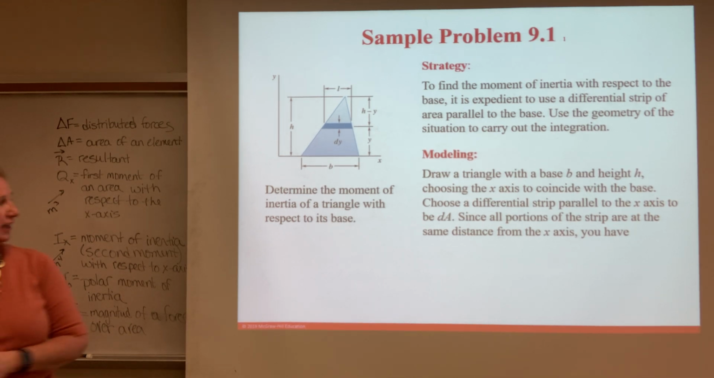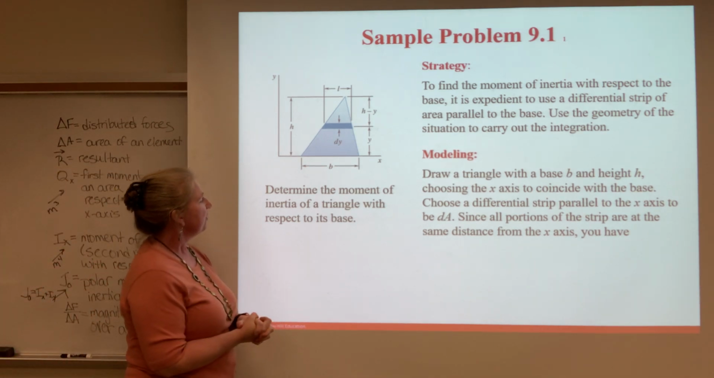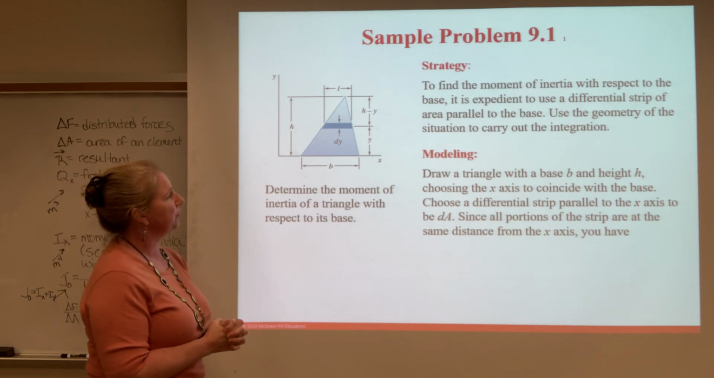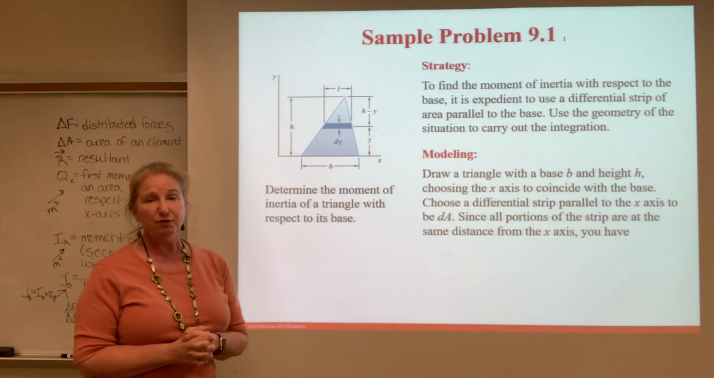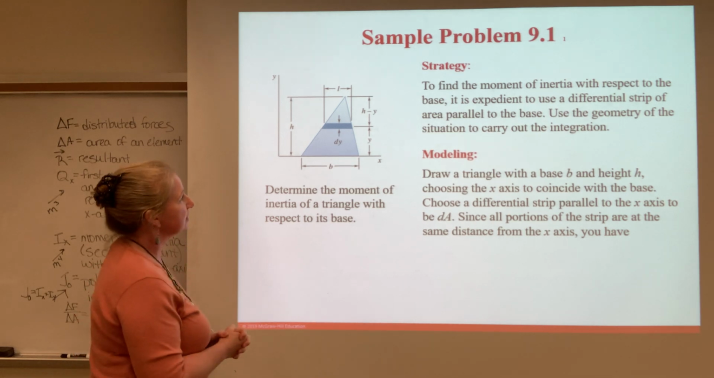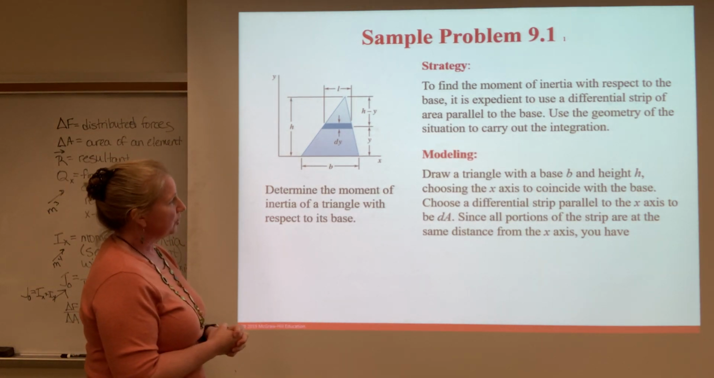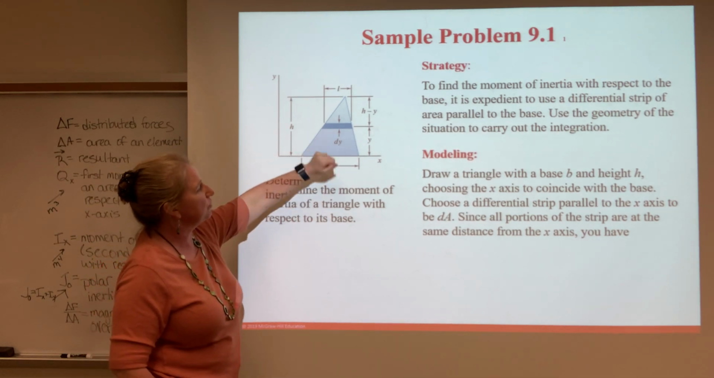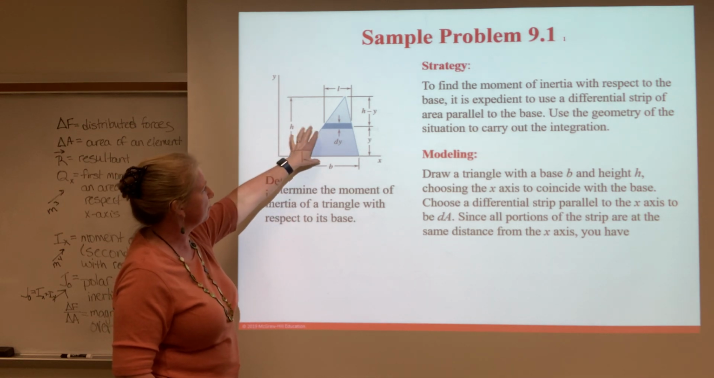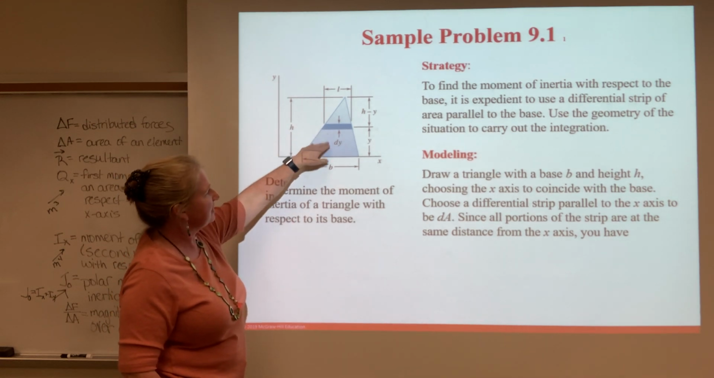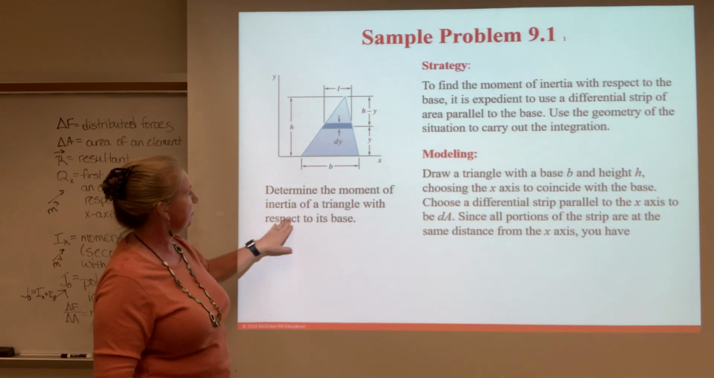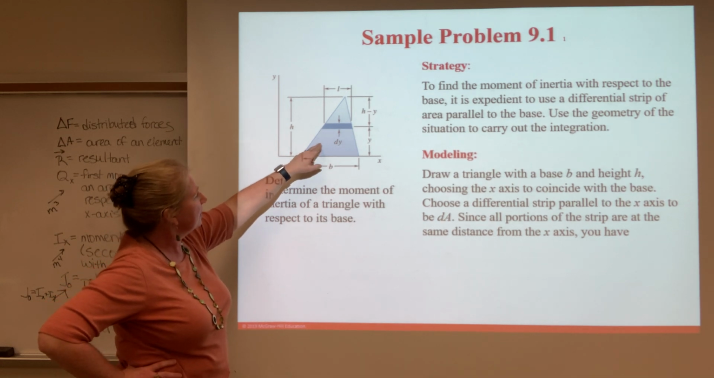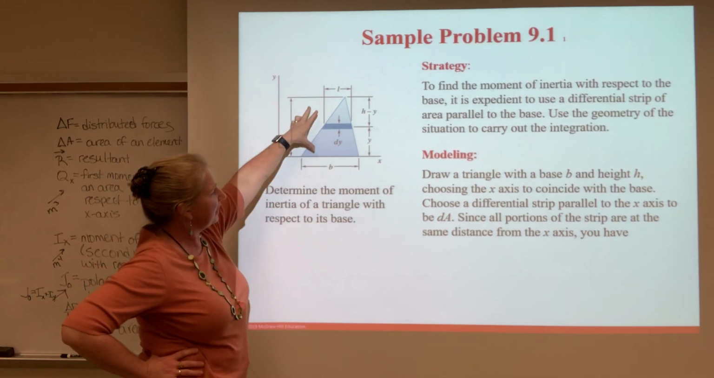So we have a triangle, and we want to find the moment of inertia with respect to the base. We're going to do this problem, and the formula for this is actually in that chart I referenced. Sometimes it depends on which direction we're referencing. In this case, it says with its base, so this is the x-axis. So we draw a triangle. We have this base b and height h.